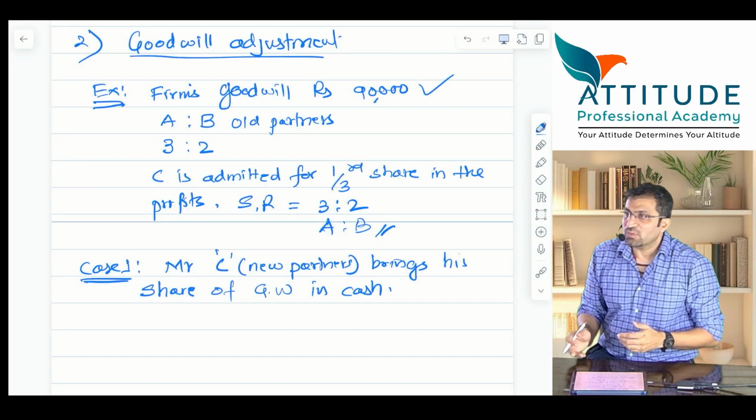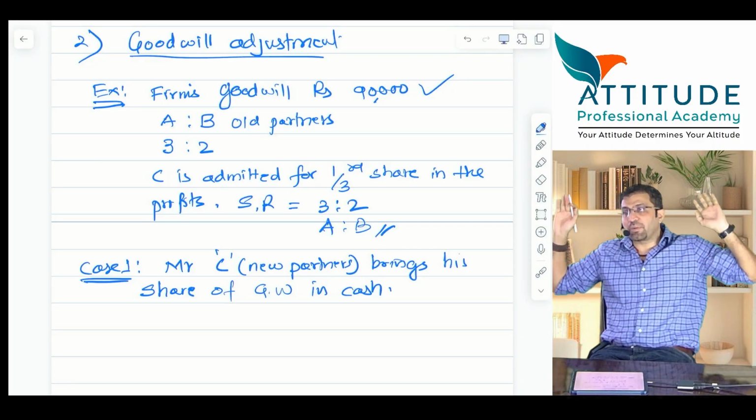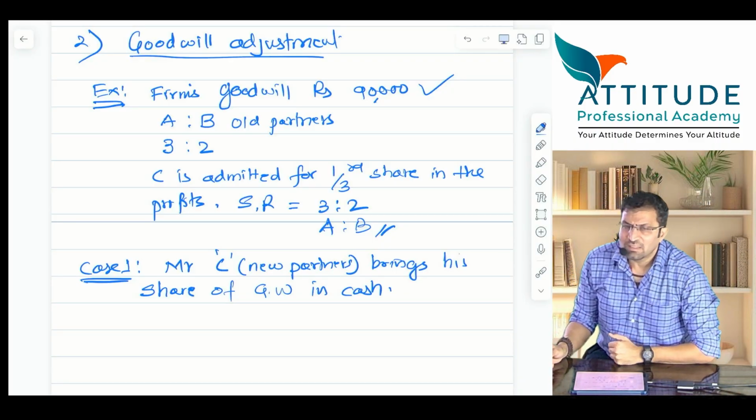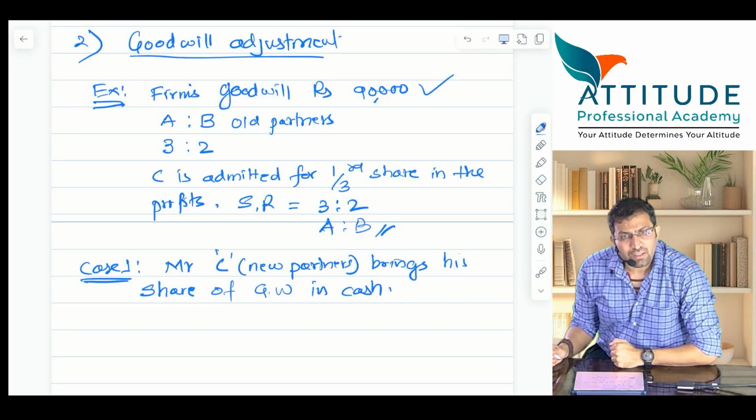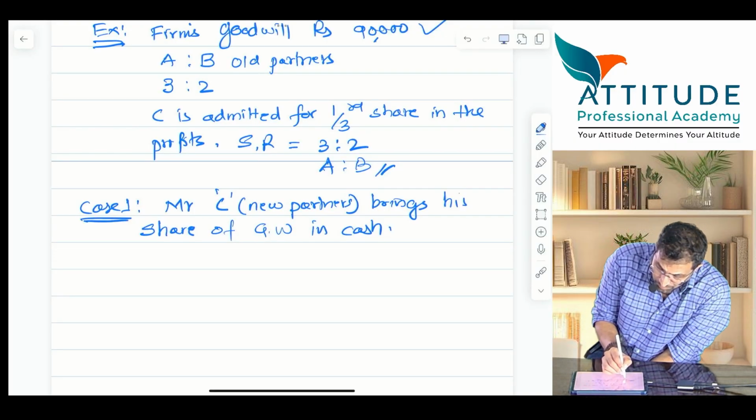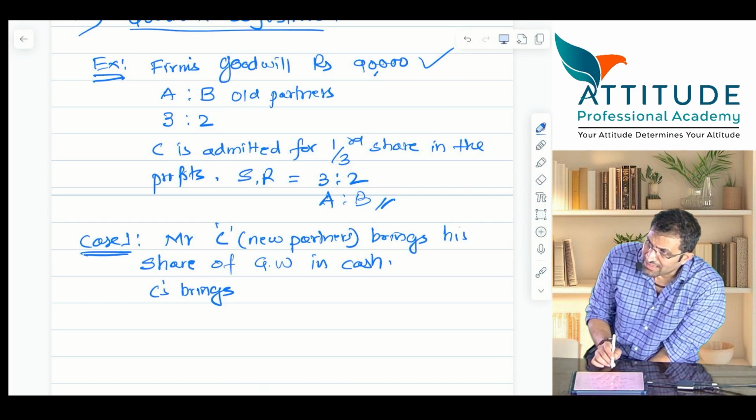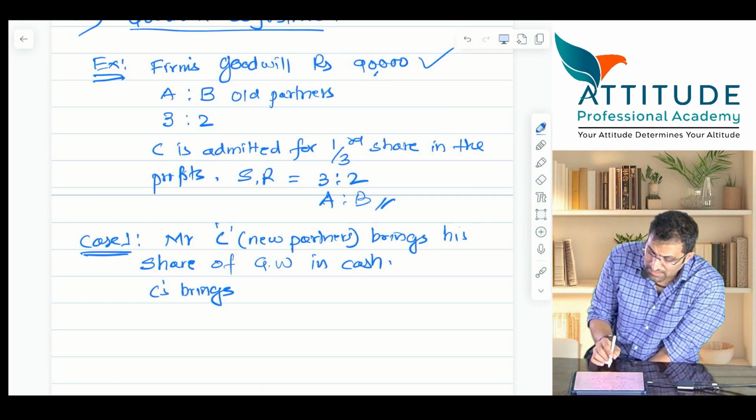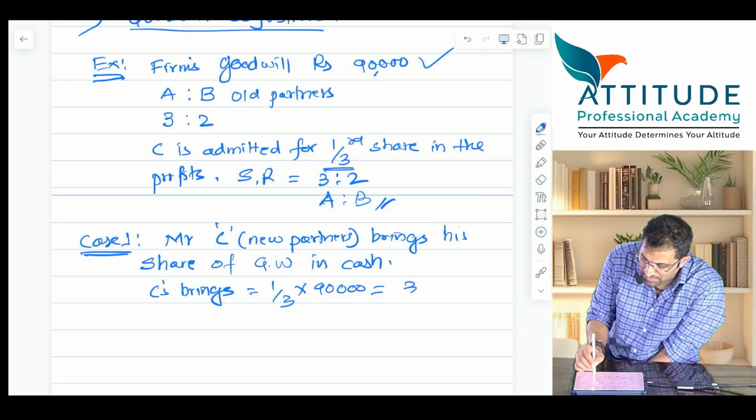It need not always be old partners. Some of the old partners might not sacrifice at all. They say, no, earlier also 50%, now also 50%. If you are not sacrificing, why will I compensate you? Understood? So tell me the entry. How much will C bring first of all? According to this sum, is it 90,000 or 30,000? His share is 1/3.